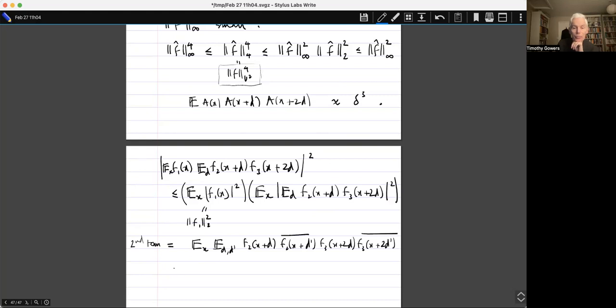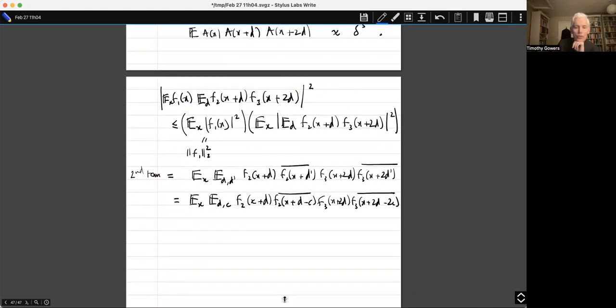And now I'm going to change variables, and I'm going to let d dashed equal d minus c. So I get the average over x, average over d and c, f2 of x plus d, f2 of x plus d minus c bar, f3 of x plus 2d, f3 of x plus 2d minus 2c bar.